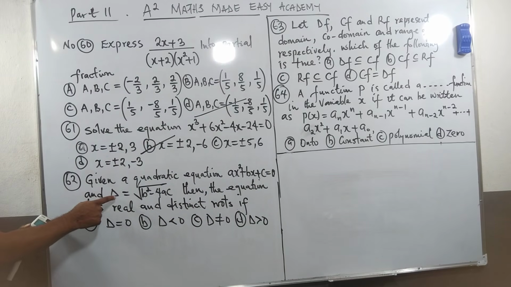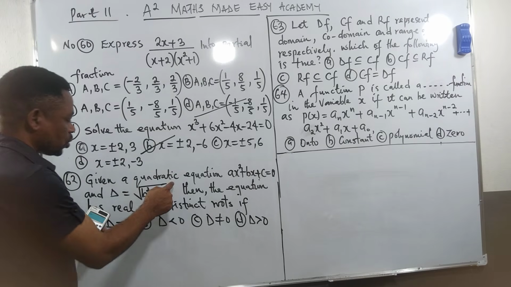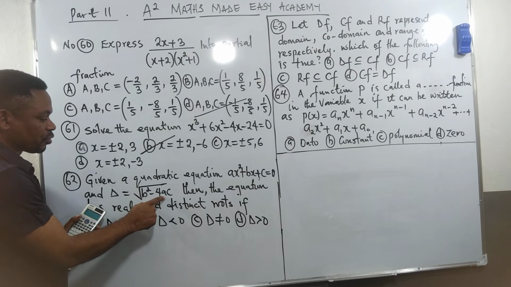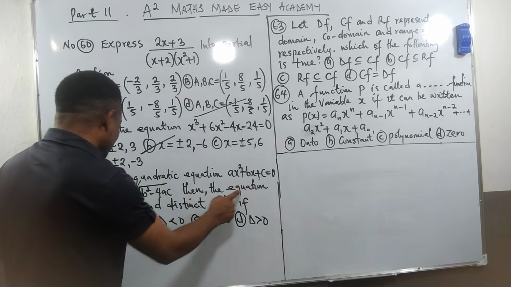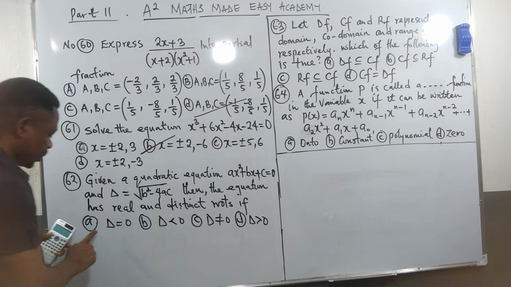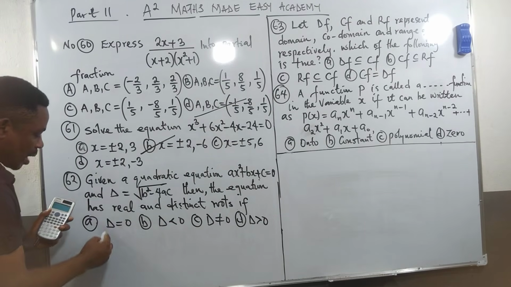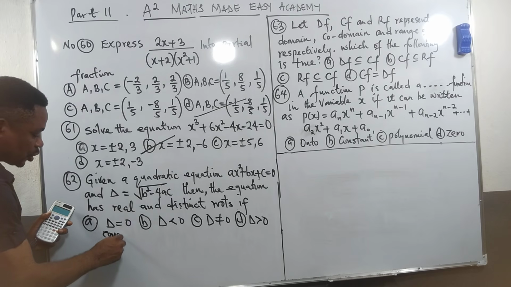This is called the discriminant. Remember, I taught something like this before. It equals the square root of b squared minus 4ac. Then the equation has a real and distinct root. Option A, discriminant is 0. No, this one is about equal root. When you hear the word equal root, think of that.